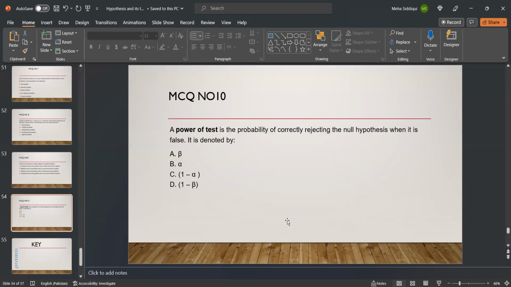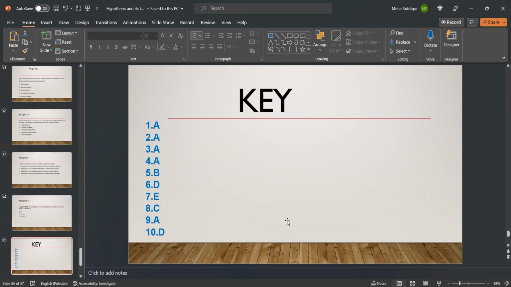MCQ number 10. The power of a test is the probability of correctly rejecting the null hypothesis when it is false. It is denoted by beta, alpha, 1 minus alpha, 1 minus beta. D is the right option.